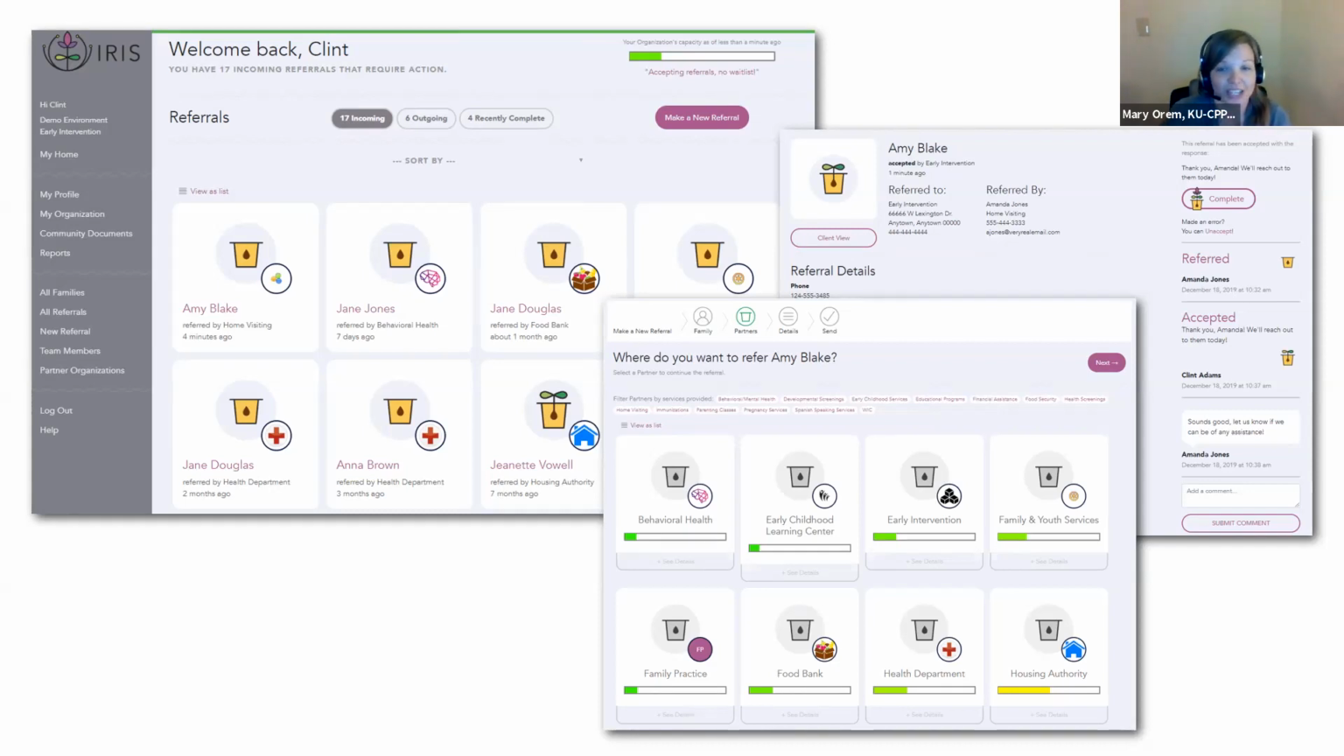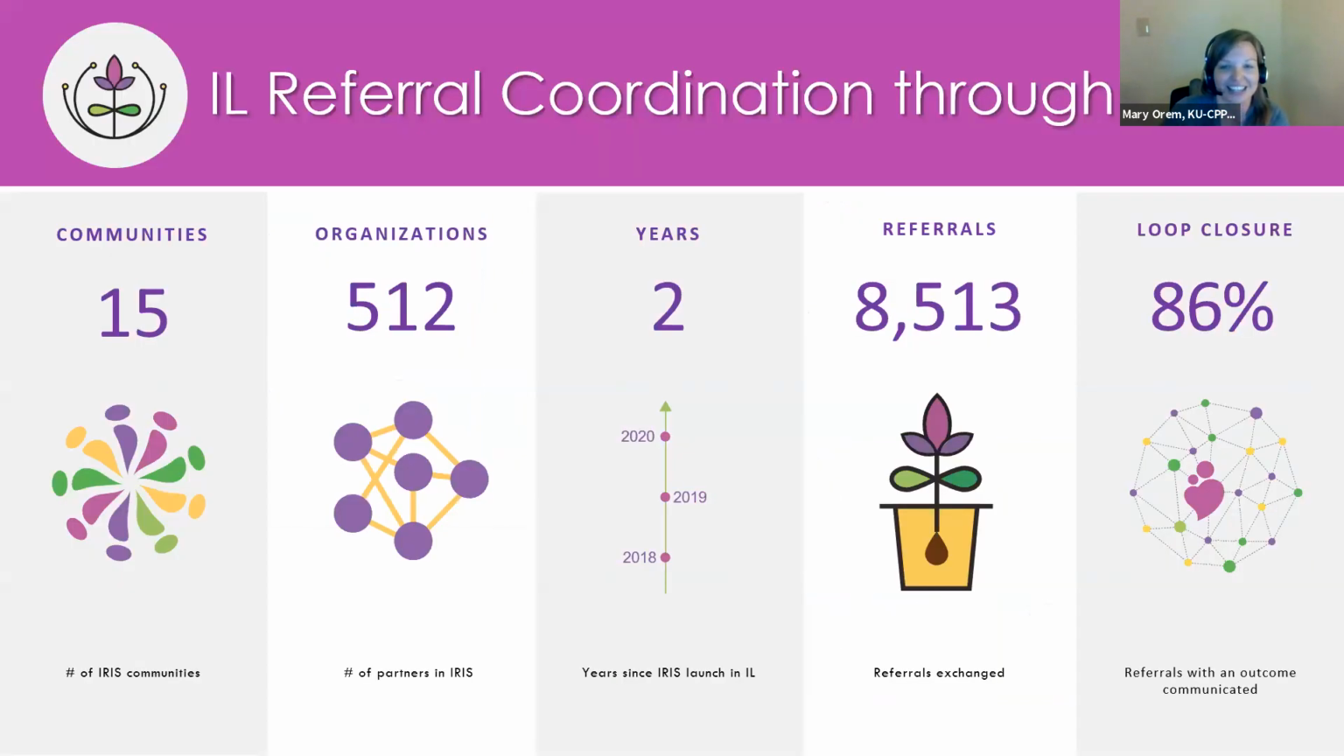So IRIS, the tool, and our Cultivating Connections implementation approach, which I'll talk about shortly, address both the technical solutions and the adaptive change required for cross-system referral coordination. We've seen firsthand that health and social services can operate in a shared network, promoting warm handoffs and improving successful connections to services. So I'm going to go ahead and advance.